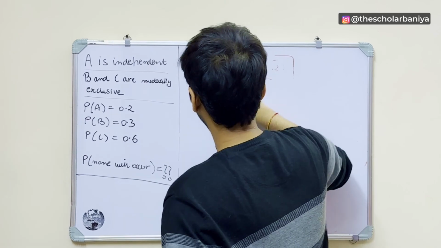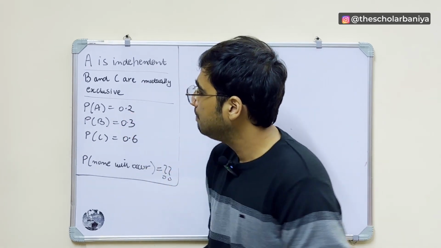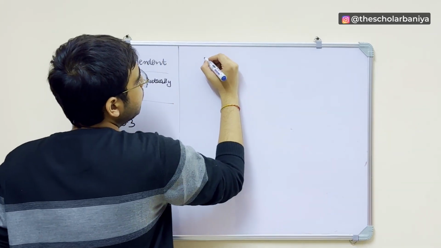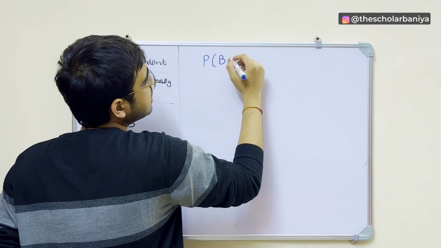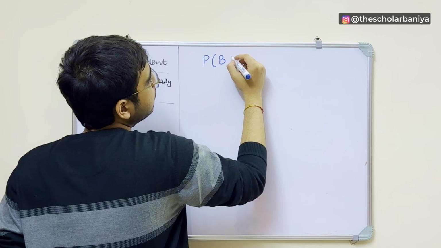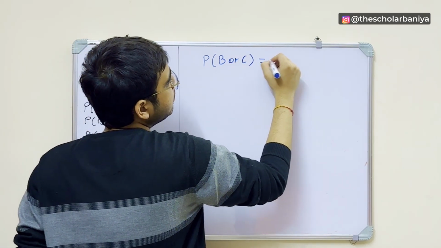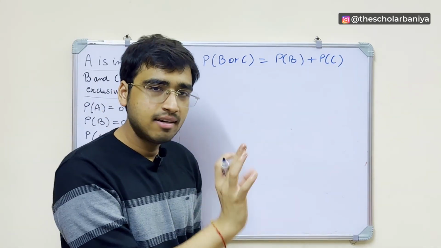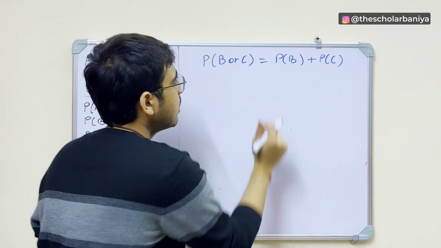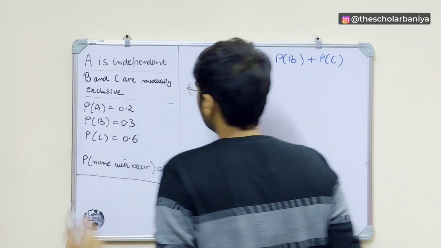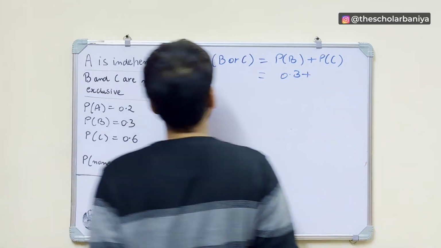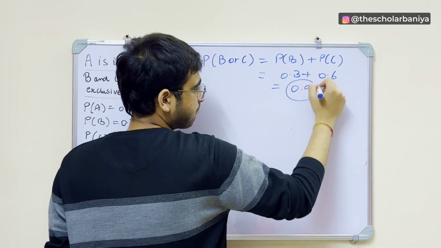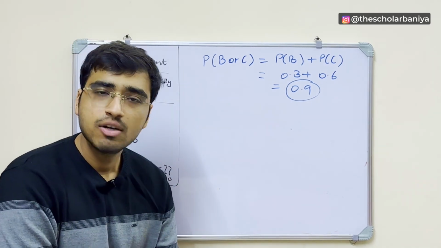So now if we were to look at the question, we know that B and C are mutually exclusive, right? Which means the probability of B or C will be probability of B plus probability of C. Why? Because the intersection part is 0, as I explained before. So what will be this? What is probability of B? The probability of B is 0.3 plus what is probability of C? It is 0.6, right? So this comes out to be 0.9. So this is probability of B or C, right?